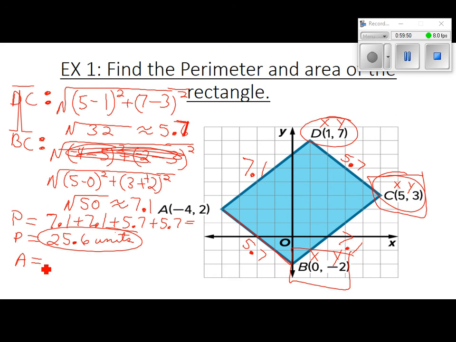How are you going to find the area of this rectangle? What's the formula? Look back. Area of the rectangle. Base times height. What's the base this time? Does it really matter? 5.7. Somebody else said 7.1. Makes no difference. If we take the base to be 5.7, what's the height? 7.1. 40.47. Anybody else get that? I did. What's different on our units this time? Square. Units squared. Very good.